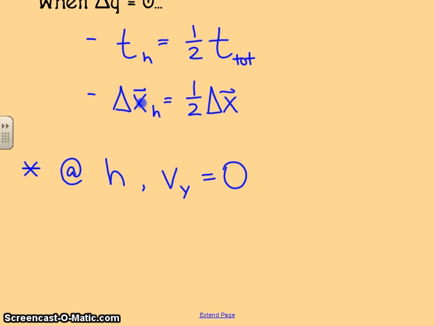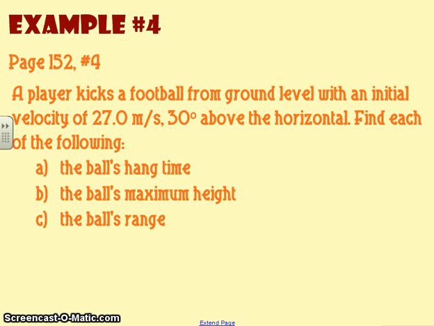We're going to look at a couple of problems for this video that will go through these concepts. Specifically, we're going to look at example number 4, which is problem number 4 on page 152. A player is kicking a football. It tells us about the initial velocity of this football, and we want to know the hang time, the maximum height, and the ball's range.